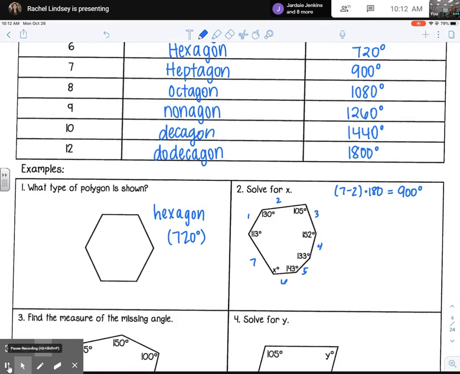So all of those should add up to equal what? 900. So what I'm gonna do is add all those up. So 113 plus 130 plus 105 plus 152 plus 133 plus 143. And that gives you 776 degrees, plus that x it has, should equal 900. So 900 minus 776 is 124. So x is 124 degrees.